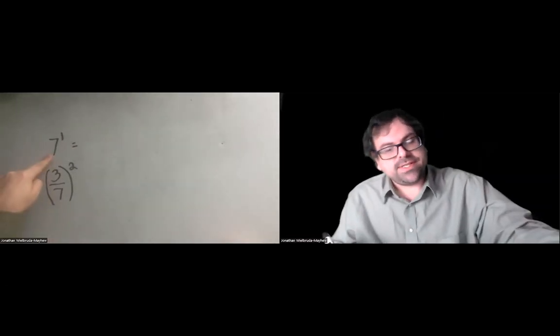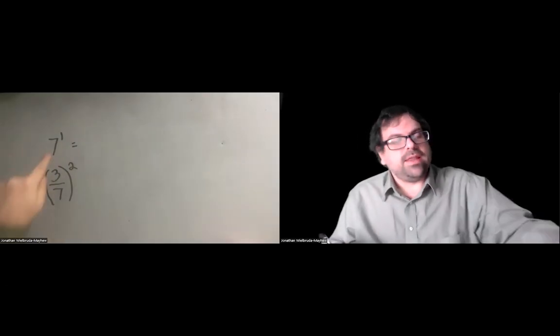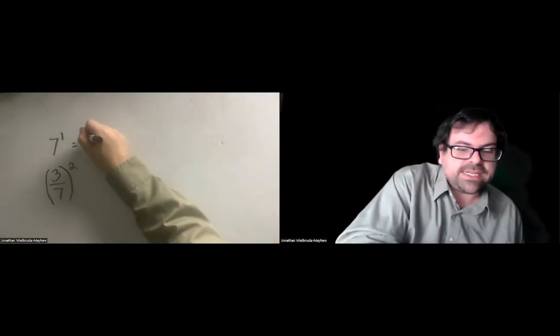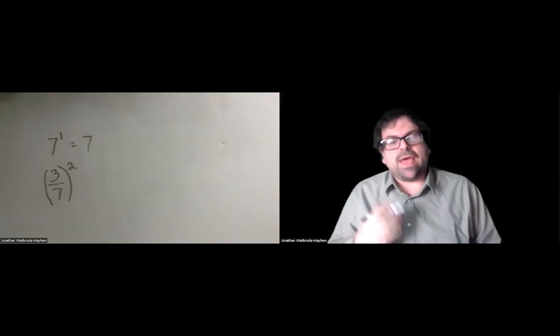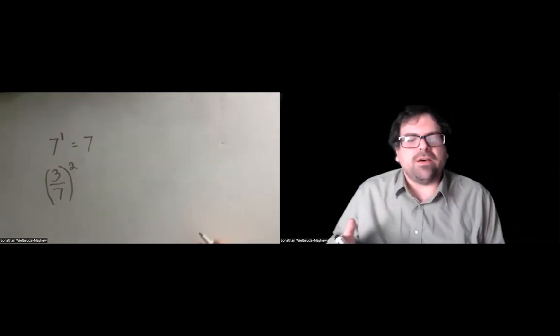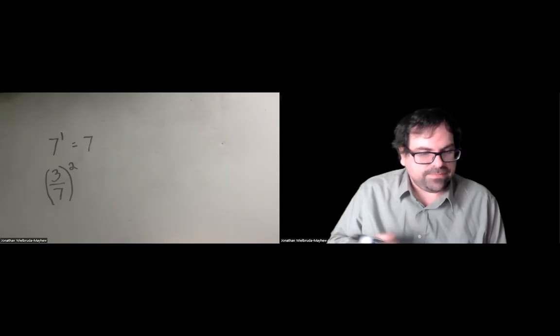First off, 7 to the first power. The exponent 1 tells us we just have a single factor of 7. So anything to the first power is itself. 7 to the first is 7.